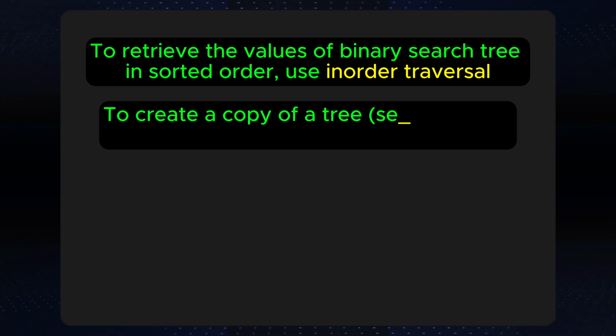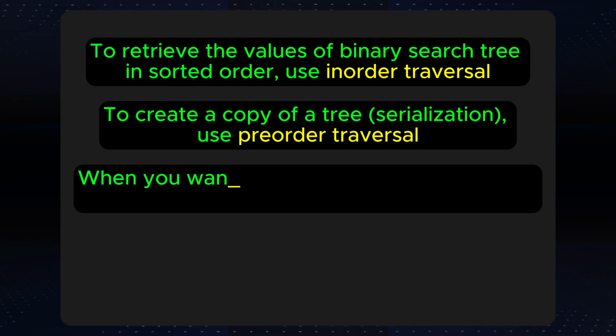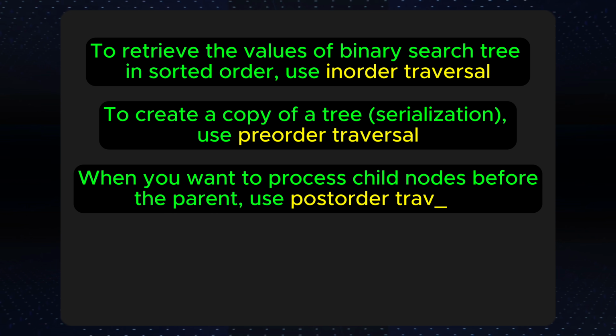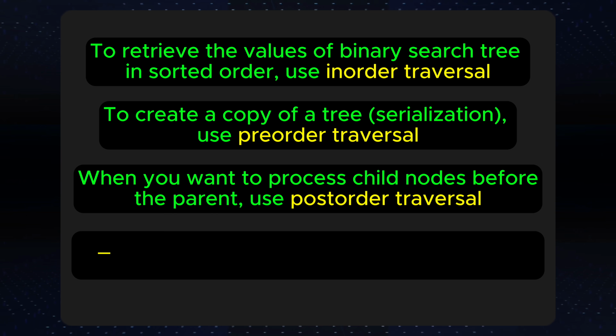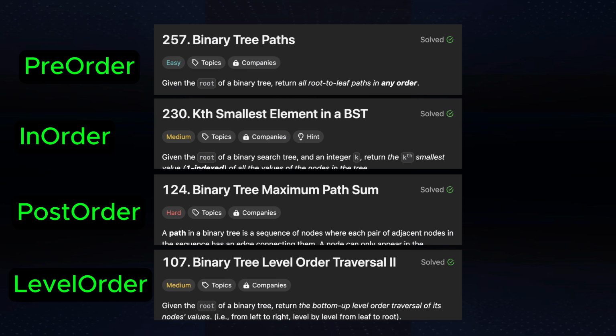To create a copy of the tree and for problems involving tree serialization, use pre-order traversal. When you want to process child nodes before the parent, like when deleting a tree, use post-order traversal. And when you need to explore all nodes at the current level before moving on to the next, use level order traversal. Here are the problems you can solve to learn these traversal algorithms.